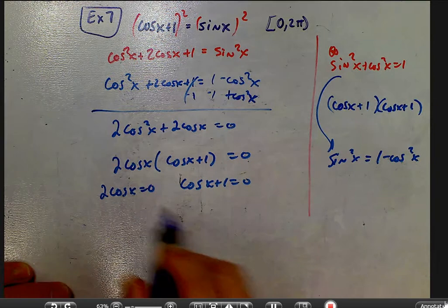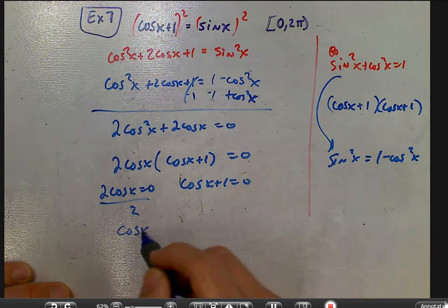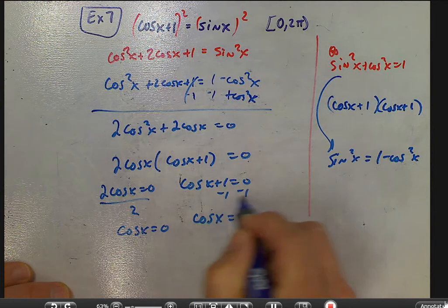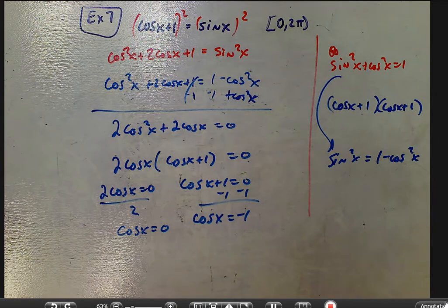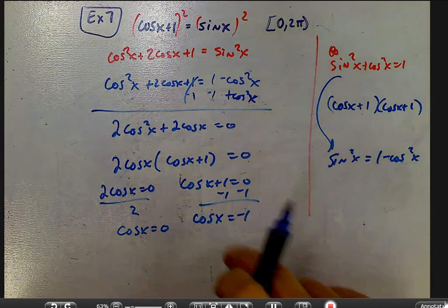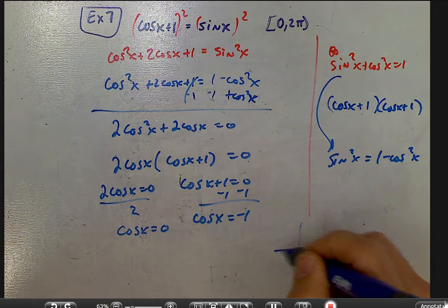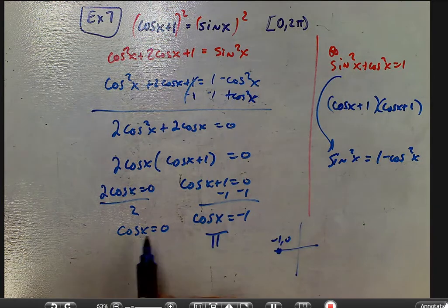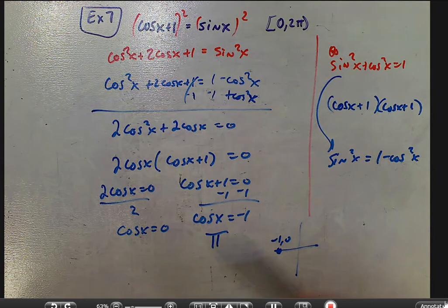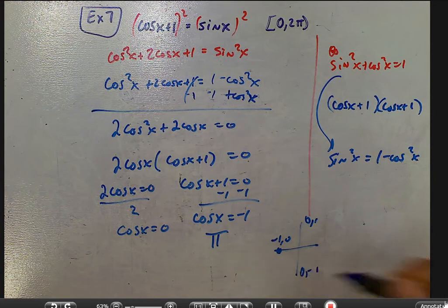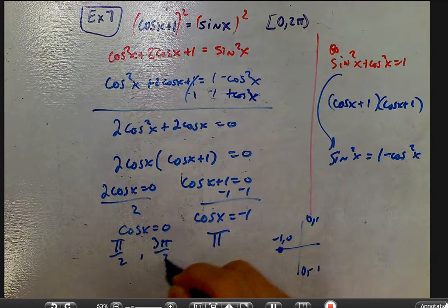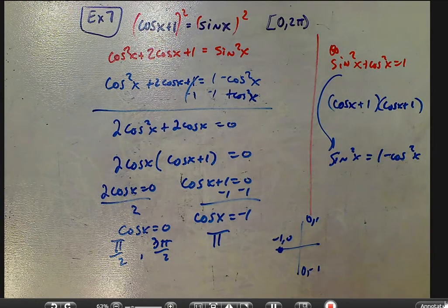Solve this one by dividing by 2. Subtract 1 on the other one. I get cosine of x equals 0, and I get cosine of x equals negative 1. Well, remember cosine is x, and so negative 1 is right there, so that'd be pi. Again, cosine is x, so it'd be 0, 1 and 0, negative 1, so that'd be pi over 2 and 3 pi over 2.